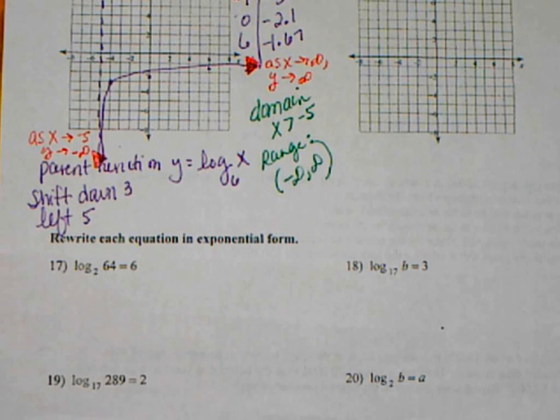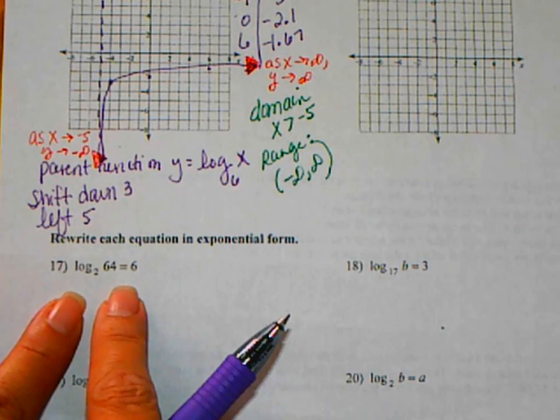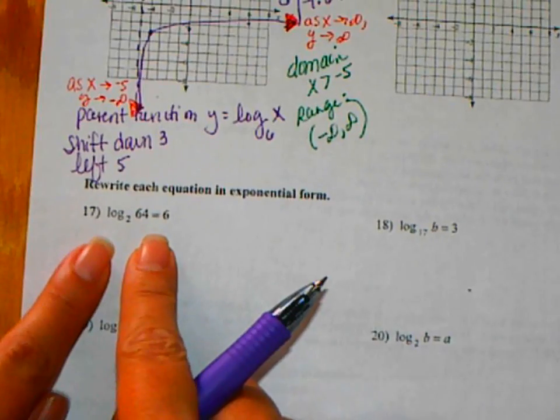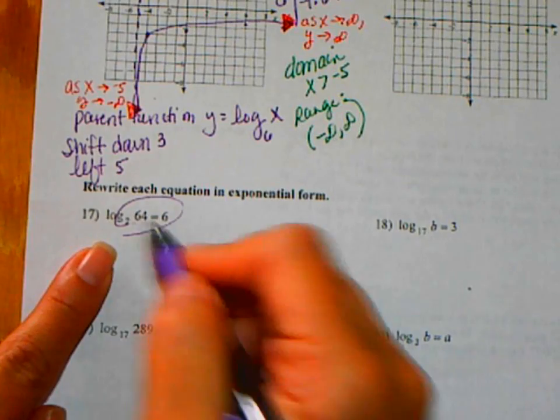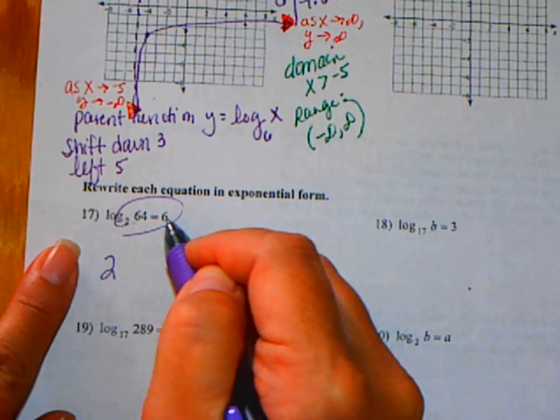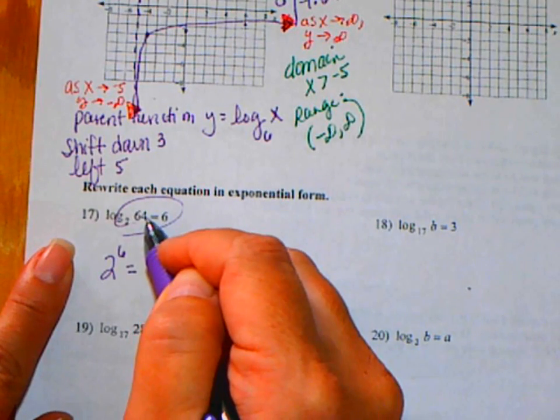Okay, 17 through 20, super easy. You just have to make sure you get everything in the right spot. The directions just say, write each equation in exponential form. That's it. You're not solving for anything. You're not doing anything except taking it from logarithmic form to exponential form. Okay? So in this case, exponential form, remember your little swirly, right? Your base raised to whatever's on the other side of the equation gives you what you're taking the log of.